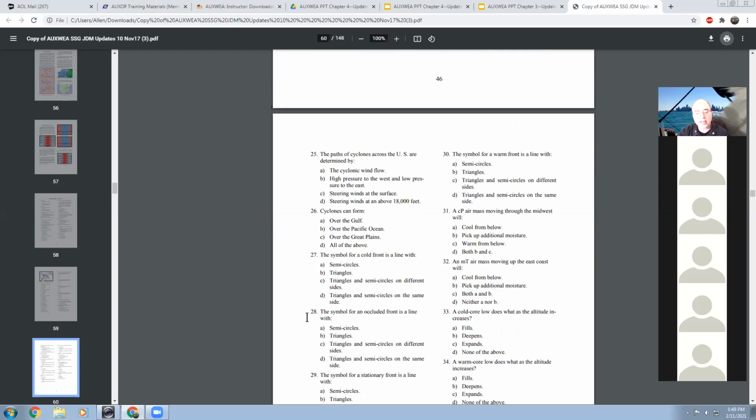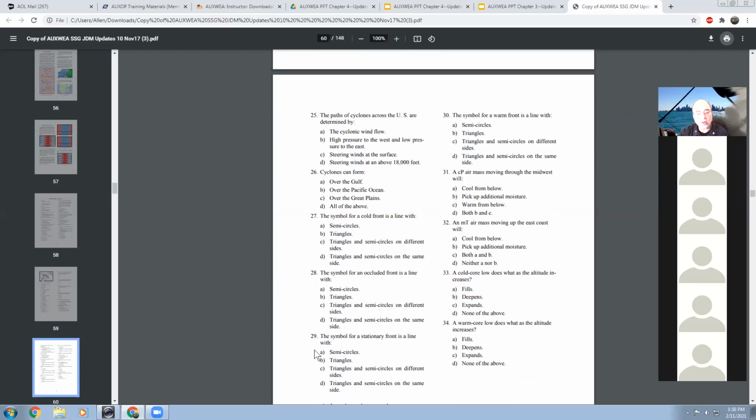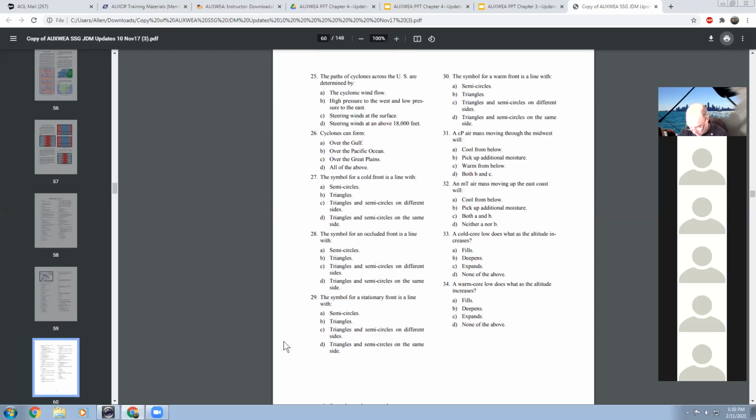Nick Nita, number 28. The symbol for an occluded front is a line with? Triangles and semicircles. D is correct. Good job, Nick. Patrick Dugan, 29. The symbol for a stationary front is aligned with? C, triangles and semicircles on different sides. C is correct. Good job.